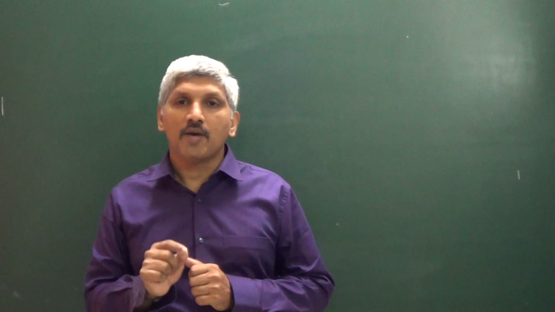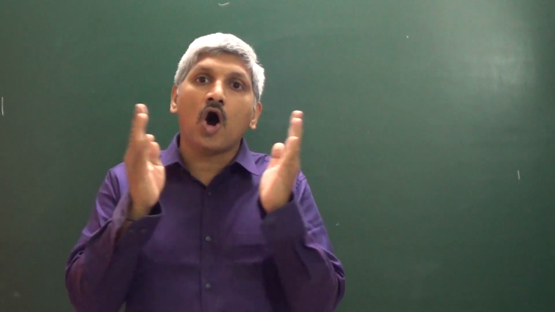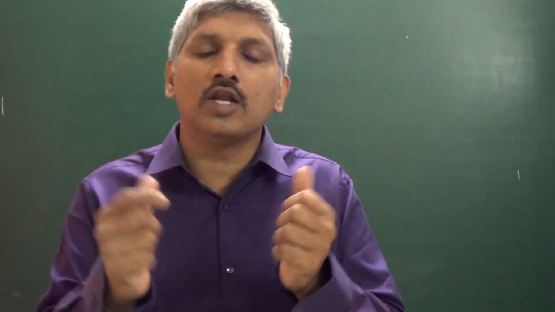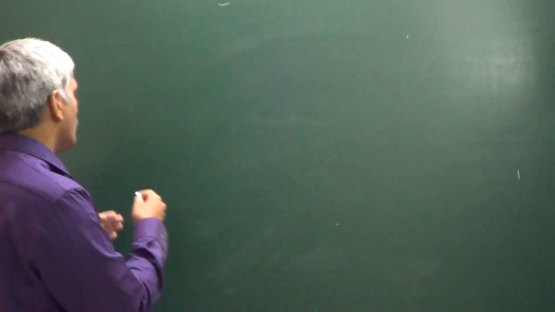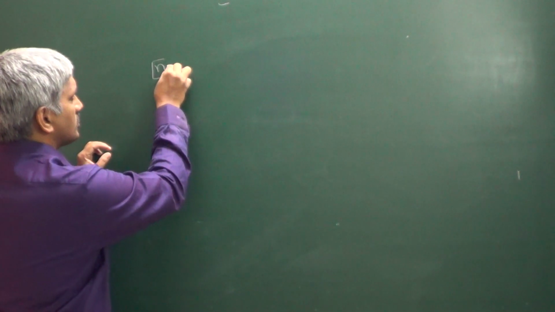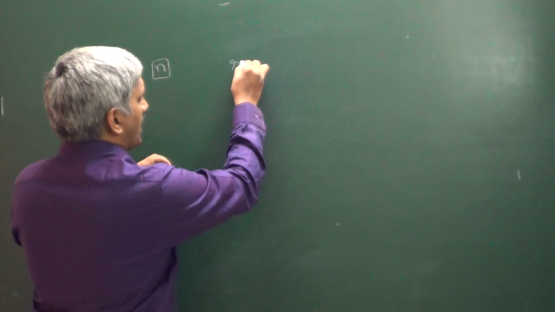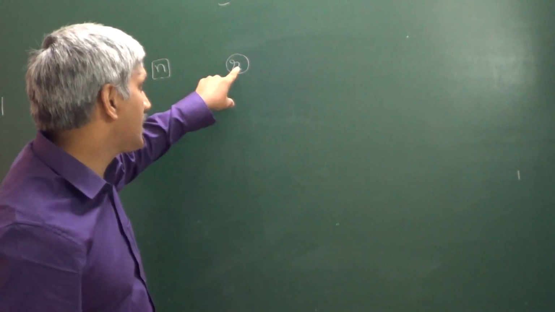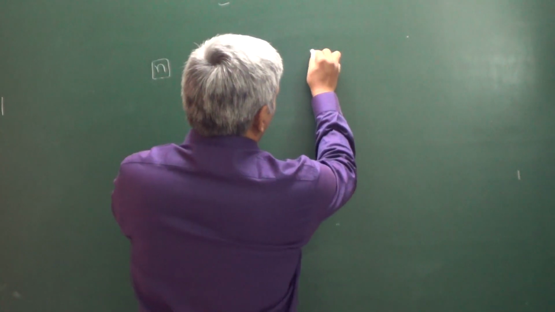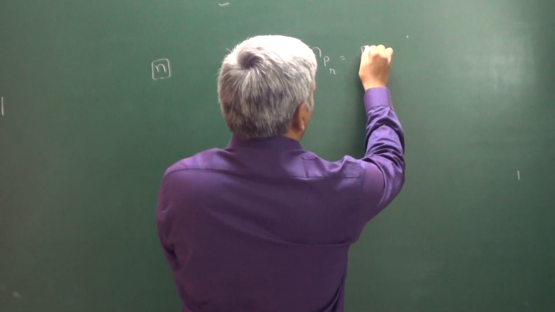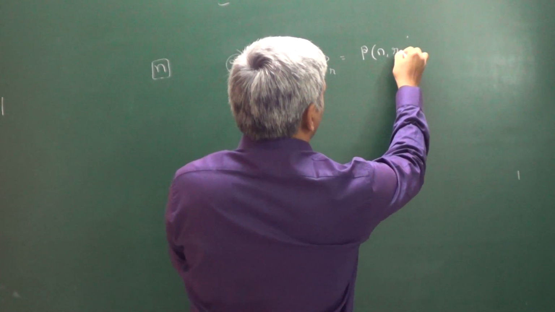So permutation means each of the different arrangements that can be made by taking some or all at a time. Each of the different arrangements that can be made by taking some or all at a time is called a permutation. Number of permutations of n different things taken r at a time is denoted by nPr, or we can also write it as P of n comma r.